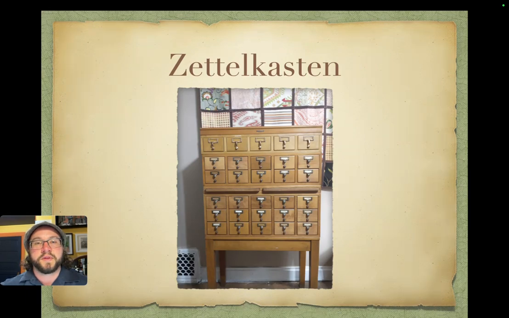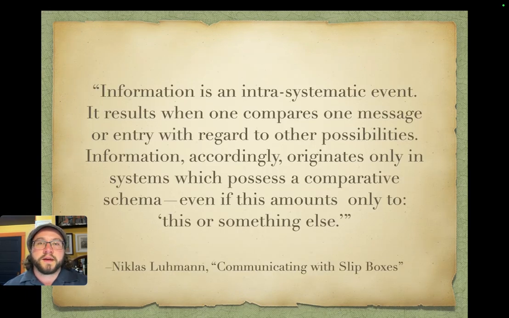So let's just pull that up. In an article that Luhmann wrote called Communicating with Slip Boxes, he wrote, "Information is an intrasystematic event. It results when one compares one message or entry with regard to other possibilities. Information, accordingly, originates only in systems which possess a comparative schema, even if this amounts only to this or something else."